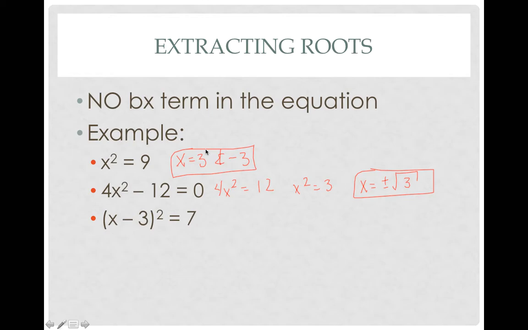This is one also, since I have something squared equals a number, I can square root both sides. And if I square root both sides, I get x minus 3 equals plus and minus radical 7. And in order to get x by itself, I need to add 3 to both sides, and I get x equals 3 plus or minus square root of 7. And notice I don't care what the decimal is. I would much rather prefer it to look really nice like this.